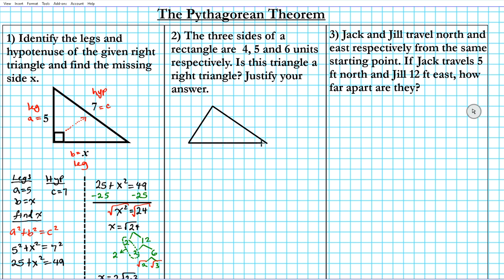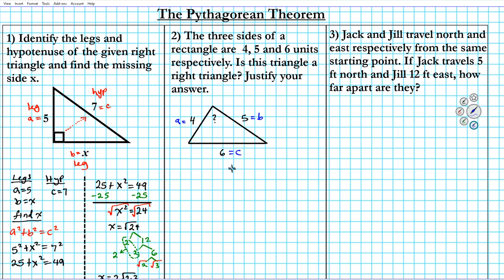So we have a triangle. We don't know if it's right. This side length is 4, this is 5, and this is the longest side, 6. So the question is, this angle right here, is it 90 degrees since it's opposite the longest side? We're going to label them A, B, C, and call the longest side C, because if it is a right triangle, then that will be the C. So call this A, B, and C.